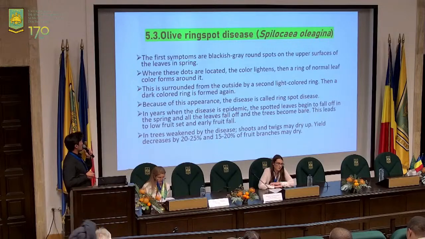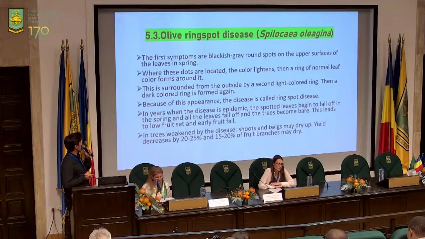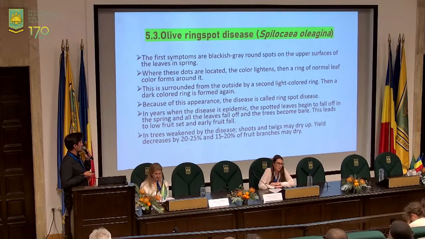Disease three, Spilocaea oleagina. The first symptoms are black, gray, round spots on the upper surface of the leaves in spring. Because of the appearance, the disease is called peacock spot disease.